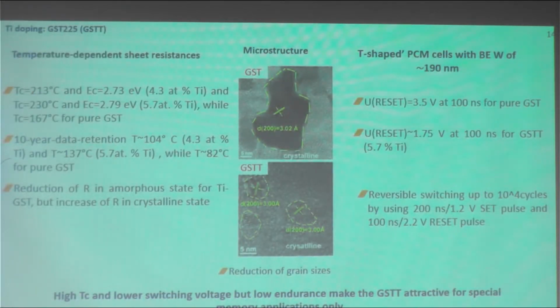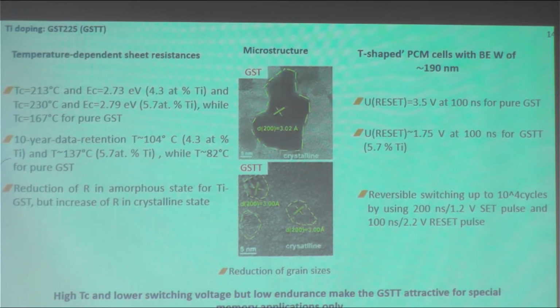Now, titanium doping to GST225. Here again, there is an increase in the crystallization temperature up to 230 degrees C, an increase of data retention, and also a reduction of resistance in the amorphous state for titanium-doped GST, but they also found an increase of resistance in the crystalline state.